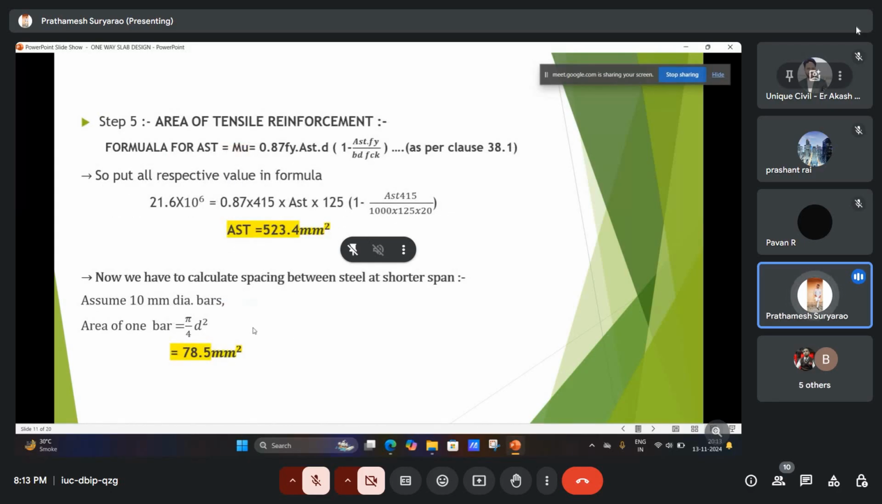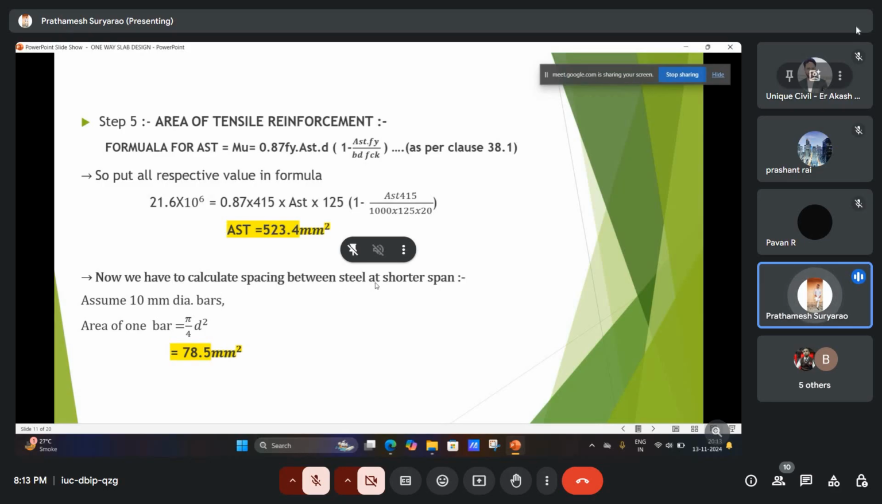After calculating this, we need to calculate the area of tensile reinforcement. To calculate it, there is one formula: Mu equals 0.87 Fy Ast D into 1 minus Ast Fy upon B D fck, as per clause 38.1. So put all the respective values in this formula. After putting these values, we get Ast equals 523.4 mm square.